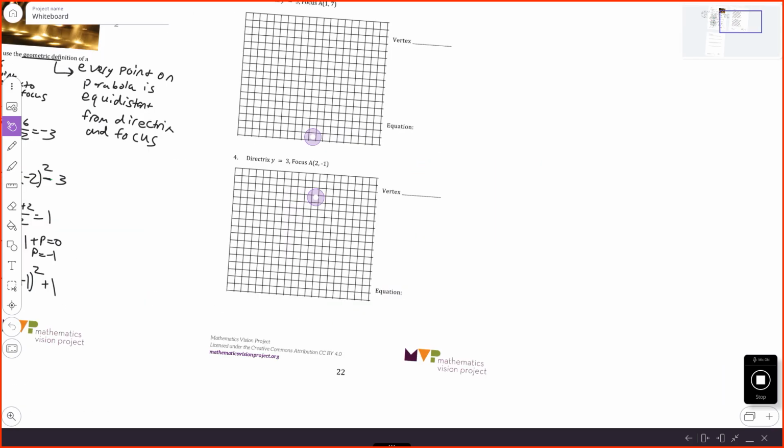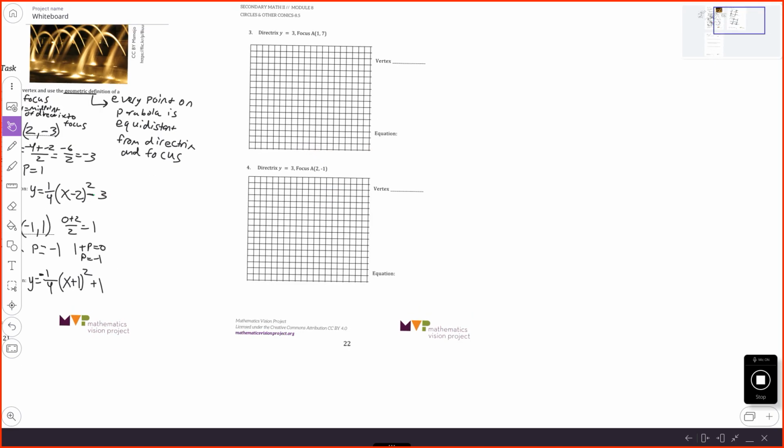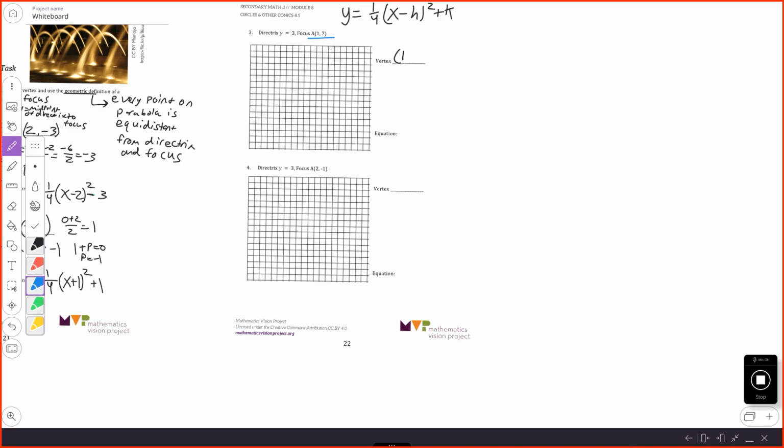Since we've been working with this, I always want to make sure I know the general form of our equation. So y is going to be 1/4p times x minus h squared plus k. You could flip it, but we're not going to talk about that yet. So let's first find the vertex. I know my x-coordinate is 1 because the focus has a 1 in it. And then the y value is the midpoint. So 3 plus 7 divided by 2, 10 divided by 2, which is 5. So 1, 5 is my vertex.